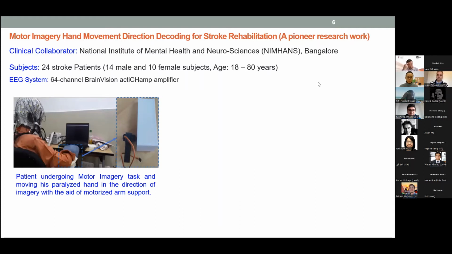So in this diagram, what you can see is a clinical study that we have conducted at the National Institute of Mental Health and Neurosciences, NIMHANS, in Bangalore. Of course, I forgot to mention that I joined SIT about 5 months back. So in this experiment, you can see that the stroke patient's right hand is completely paralyzed. The power is 0. And let me show you the experiment here.